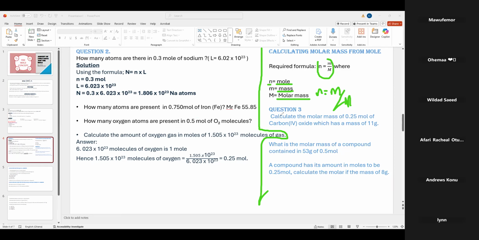This is a very simple formula that we need to keep at the back of our head. We need to know it off head because we'll be using them interchangeably. A question says you should calculate the molar mass of 0.25 mole of carbon dioxide, which has a mass of 11 grams. The formula gives us n equals m over big M, and the question is telling us to find big M. So who can make big M the subject of the equation?